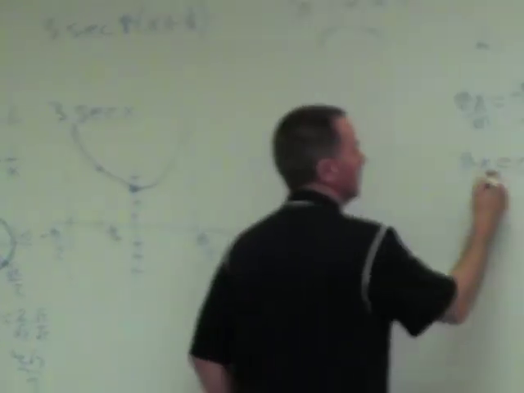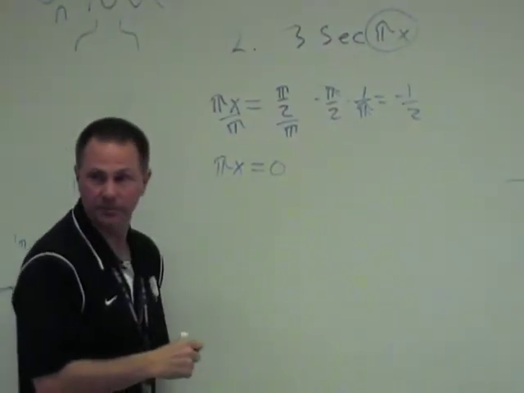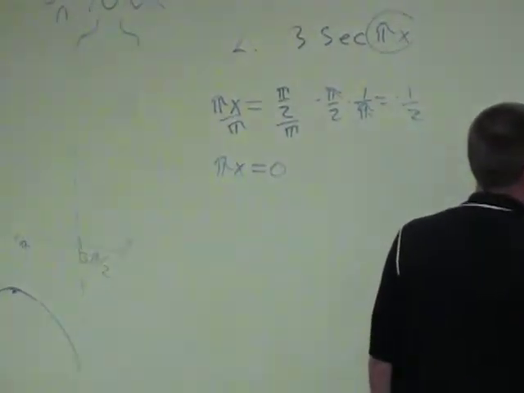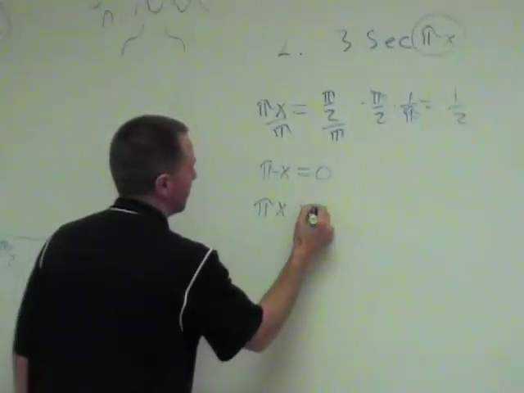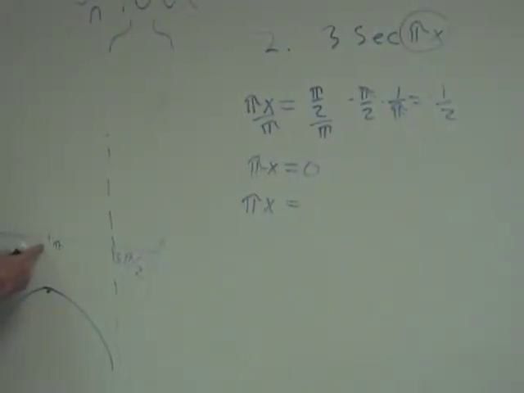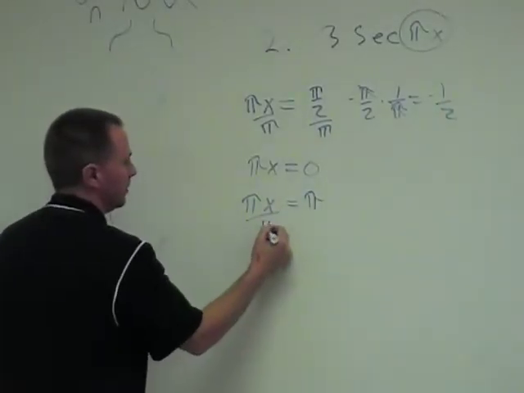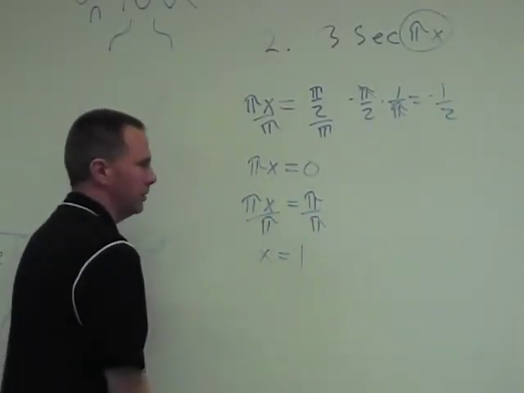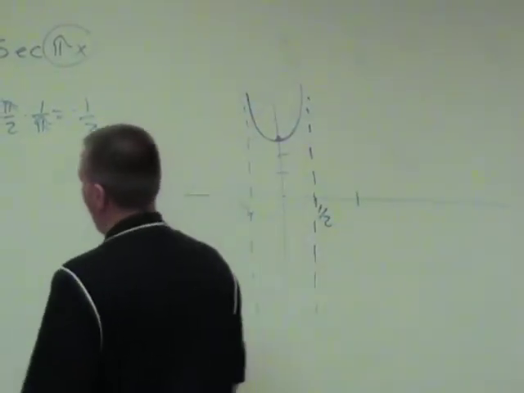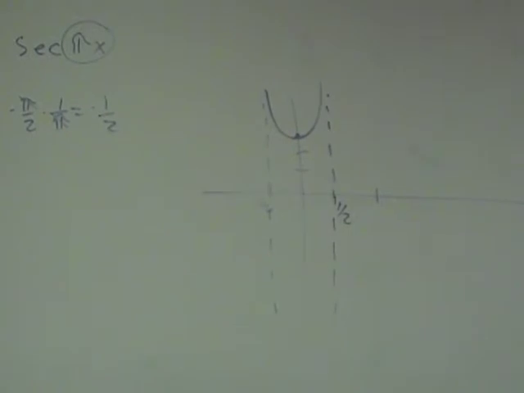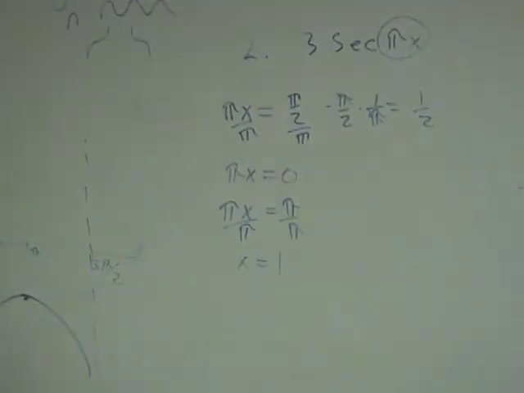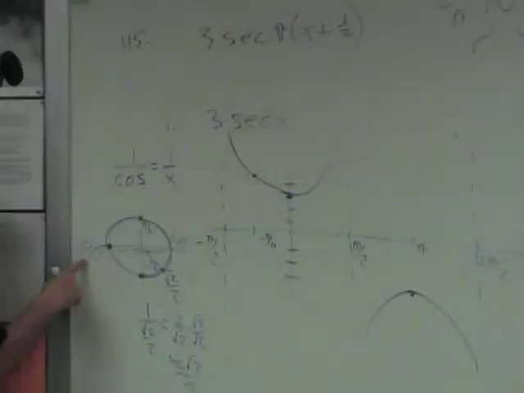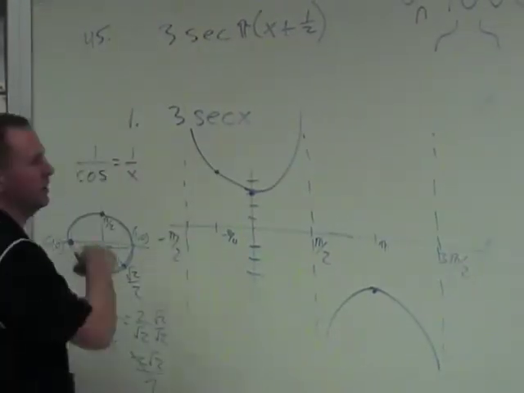Pi over 2 is the next one. Well, if I take the negative off here, that's the same thing, isn't it? So I'll get a positive 1/2. In a minute I'll tell you why it looks like this. Pi x equals pi. Divide off the pi. X equals 1. At 1, I should get negative 3. Pi times 1 is pi. Secant at pi is what? Over negative 1. Negative 1 times 3 is negative 3.